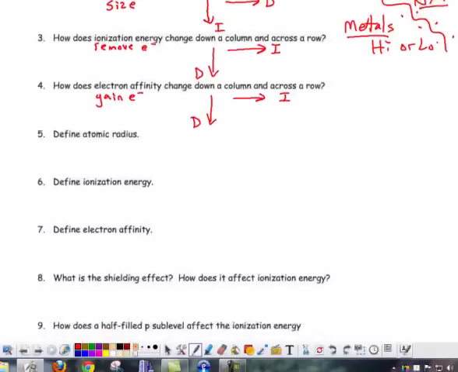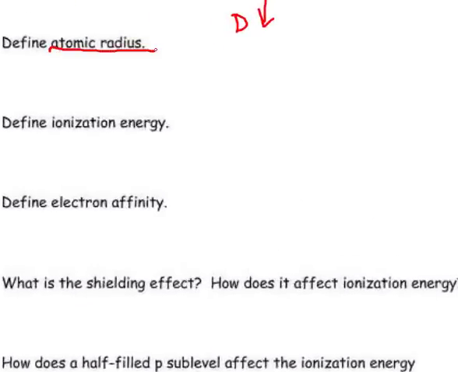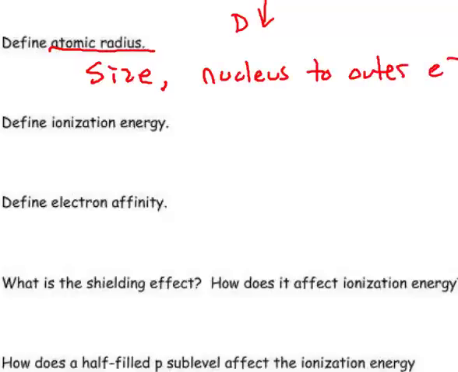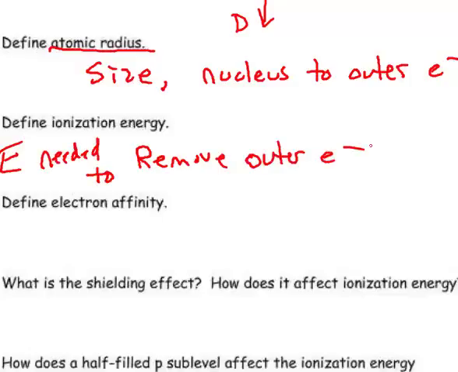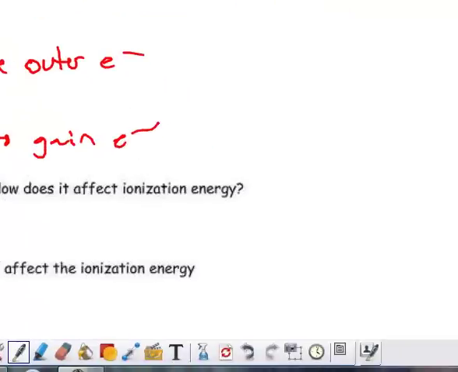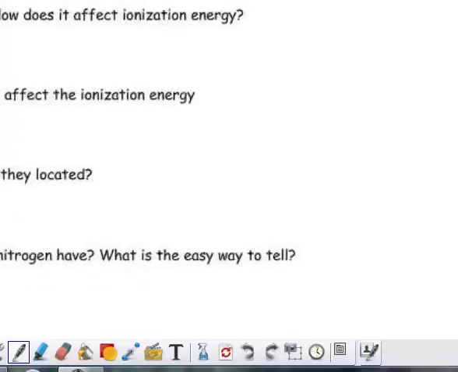So, reading into that a little more. All right, I already did this. I already defined atomic radius. It measures the size. It's from the nucleus to the outer electrons. Ionization energy, the energy needed to remove outer electrons, and this is the energy put forth to gain electrons. This one you make positive ions, this one you make negative ions, so cations, anions.